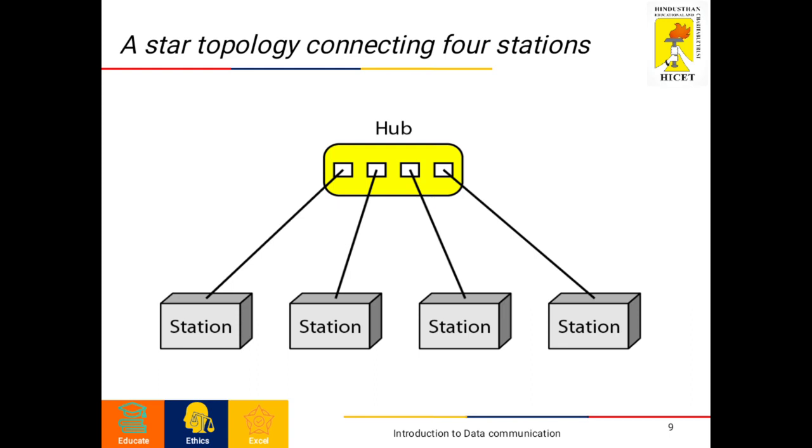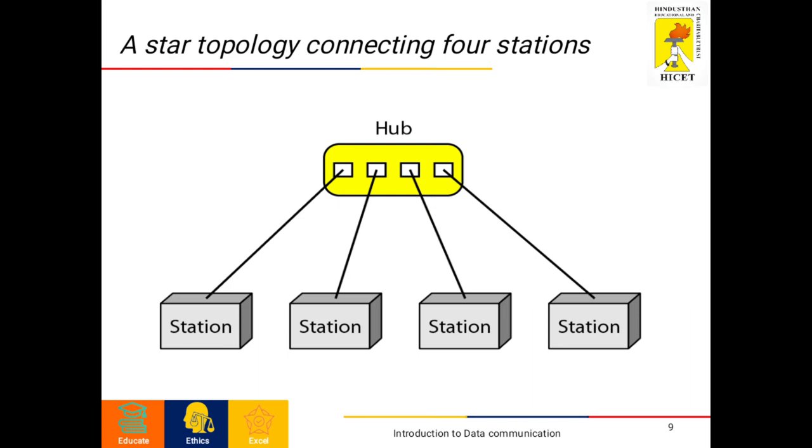The one central controller available here is called the hub. If one device wants to send data to another, it sends the data to the controller, which then relays the data to the other connected devices. The stations cannot communicate directly in this star topology.